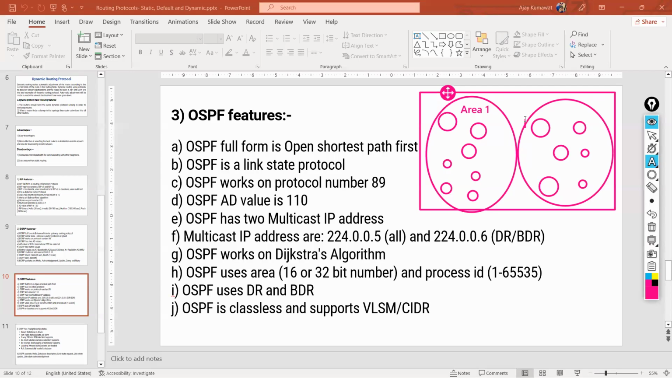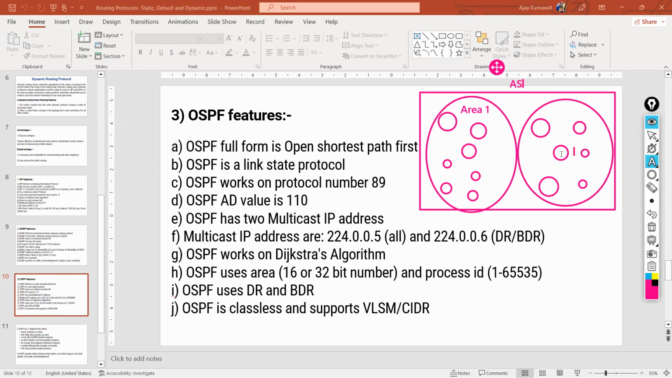Now, you have understood the area concept. This is one autonomous system, and this one autonomous system is divided into smaller parts. These smaller parts in OSPF, we call them an area. One area will have information about the routes and networks of that area only. They will not have information about the other area.